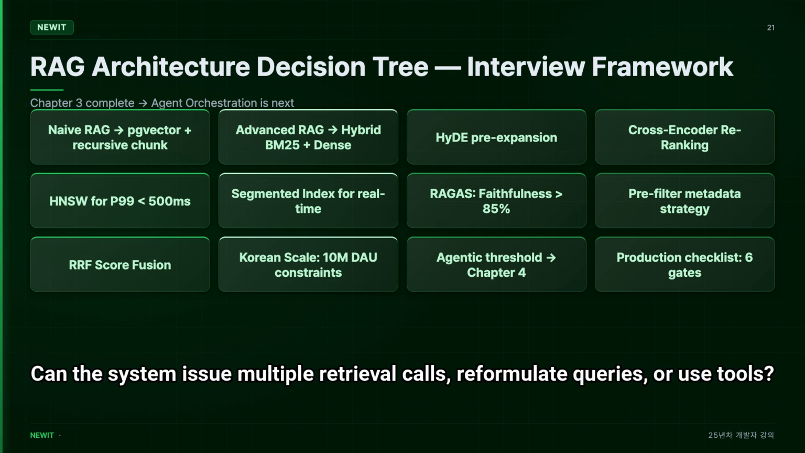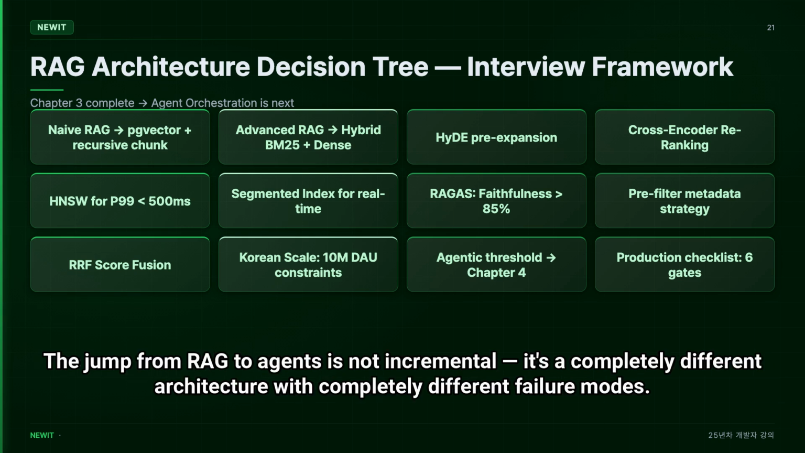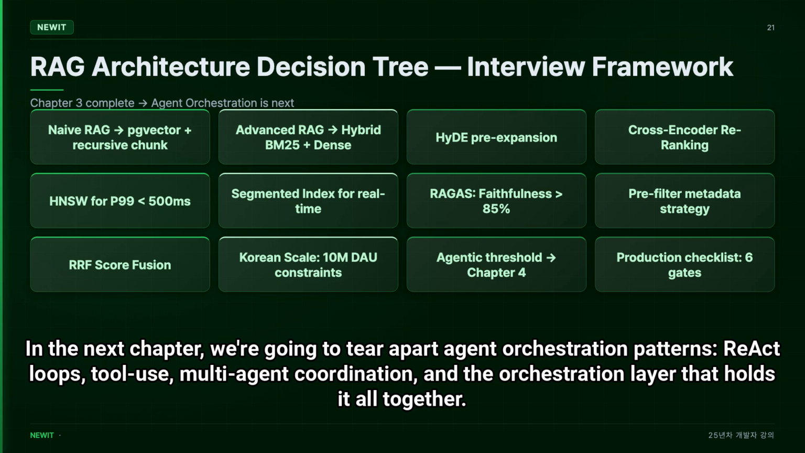Fourth question. Is this agentic? Can the system issue multiple retrieval calls, reformulate queries, or use tools? If yes, and this is where the next chapter begins, you've outgrown RAG and you're designing an agent orchestration system. The jump from RAG to agents is not incremental. It's a completely different architecture with completely different failure modes. In the next chapter, we're going to tear apart agent orchestration patterns, ReAct loops, tool use, multi-agent coordination, and the orchestration layer that holds it all together.